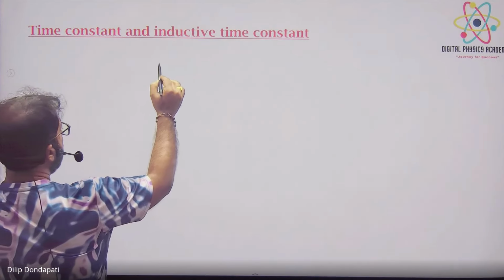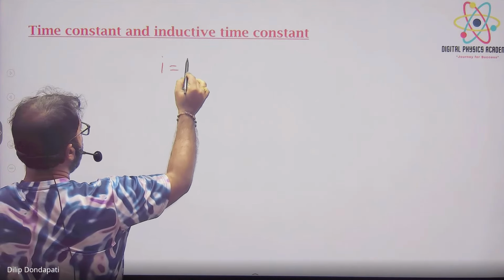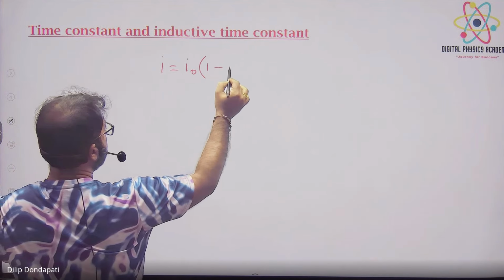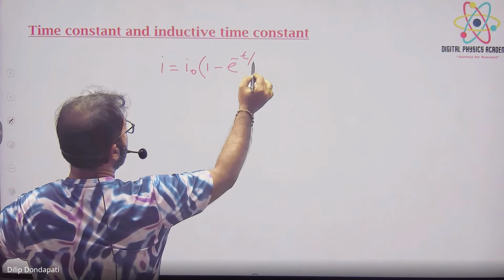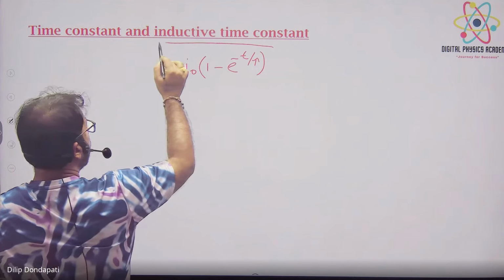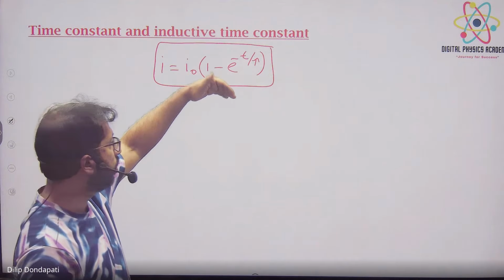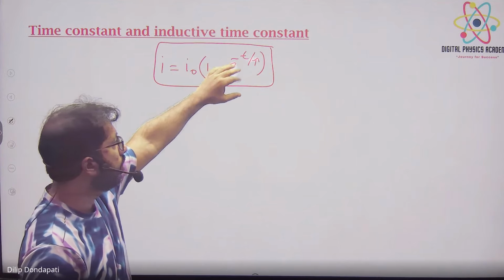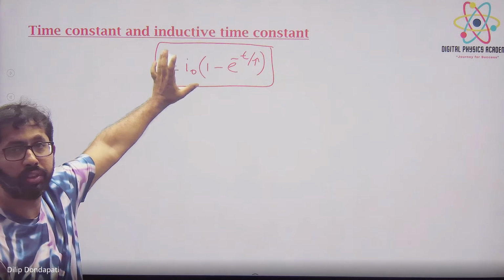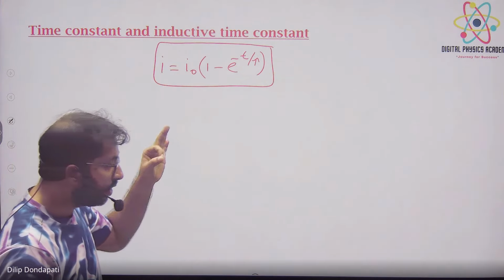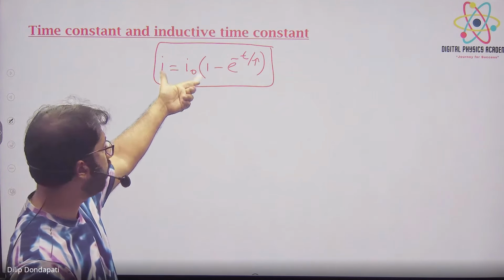We'll talk about the time constant, the inductive time constant. So what is the current in between? I is equal to I naught into 1 minus e power minus t by tau is the formula for that current. From this we can find the current at any time. At t equal 0 also you can find, at t equal infinity also you can find. Everything you can find from this general expression, at a particular instant of time.